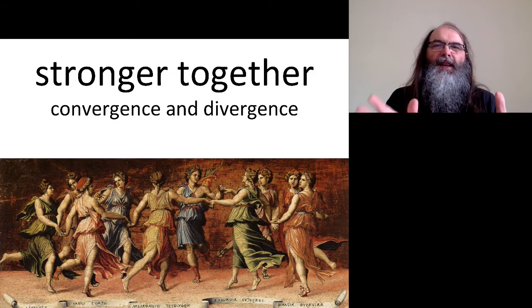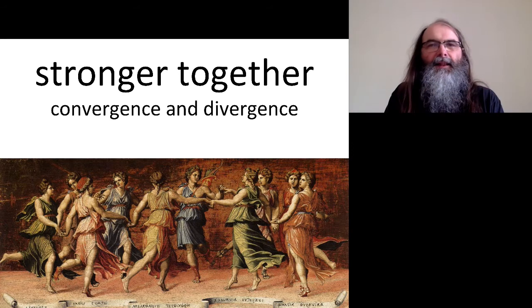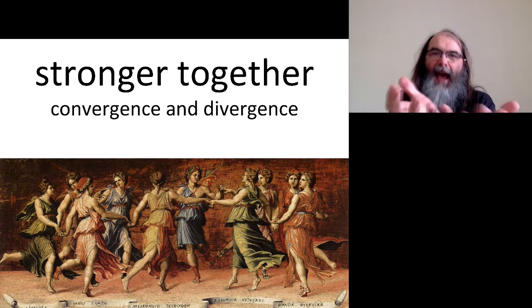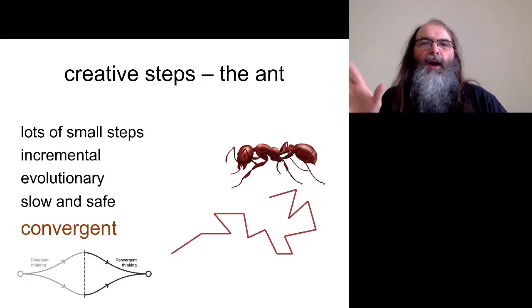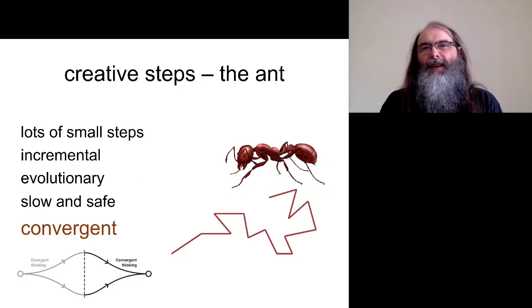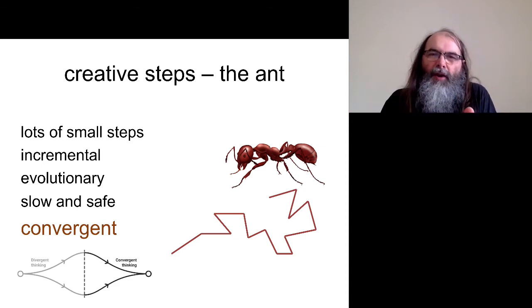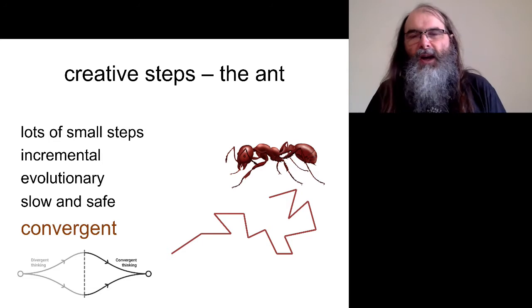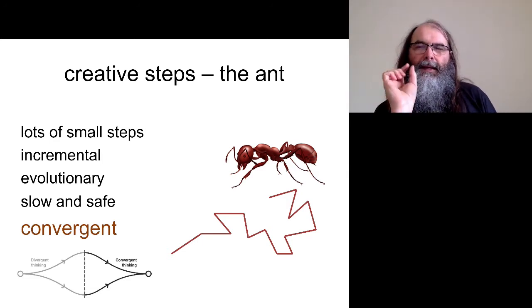So I'm going to talk about two things: convergent and divergent thinking. These are classic things in the creative literature, which together work towards creativity. You can think of two kinds of creativity. There's ant-like creativity, which some people might think is not creativity: the small, incremental, evolutionary step, slow and safe, the little tweak to an old idea.